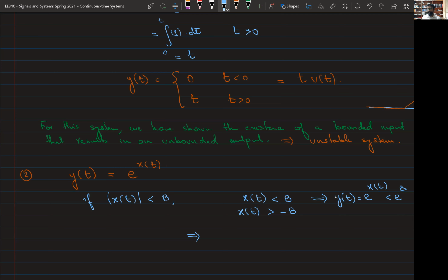Yeah, you can. Does that make sense? Yes, sir. As you increase the power, e raised to the power also increases. So there's a monotonic relationship.